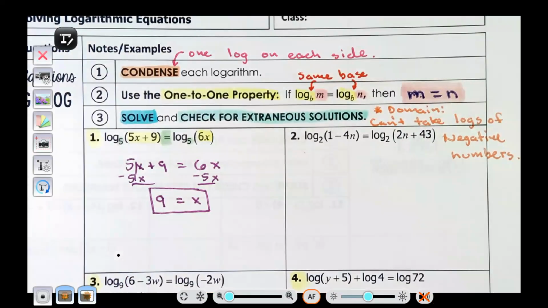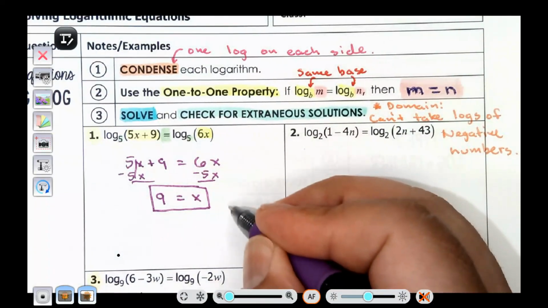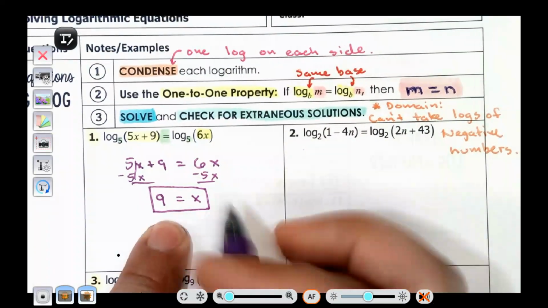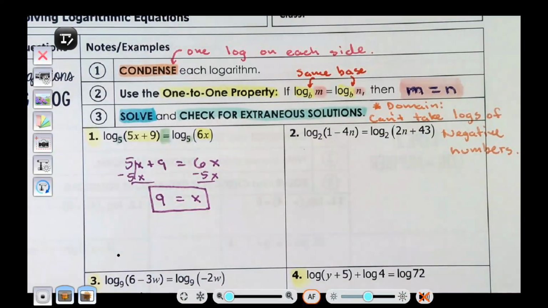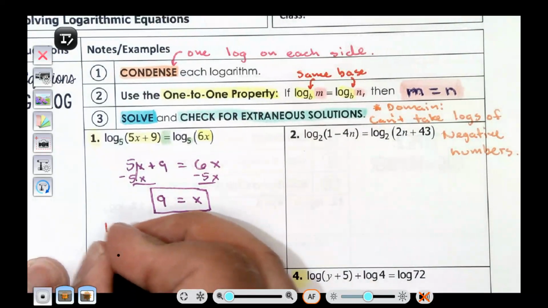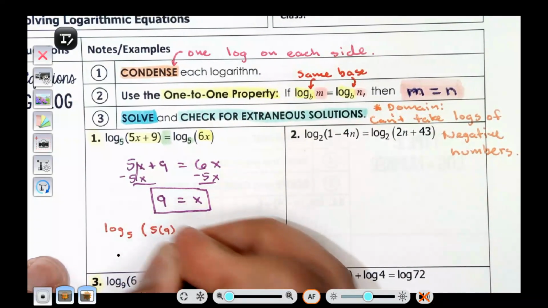Now, here's how you run a quick check, and this is where that comes in before I say, yes, this works. You can bring in a calculator if you need it. You're going to plug it in. I'll only write this once, just for this one here. So it says the log base 5 of 5 times 9 plus 9.